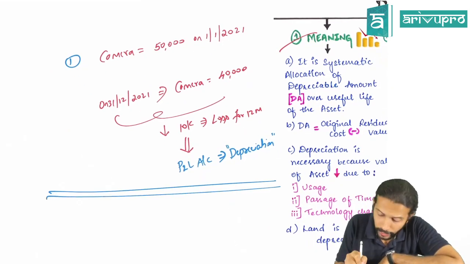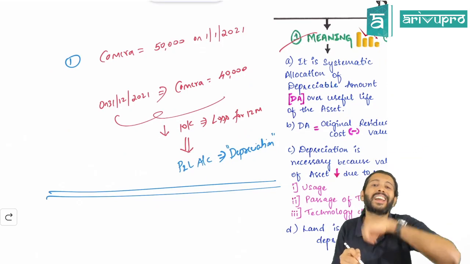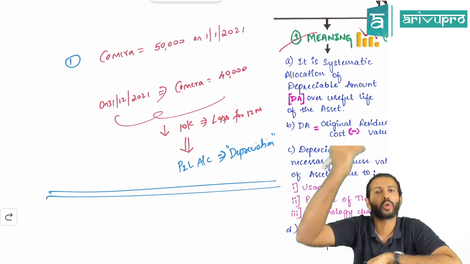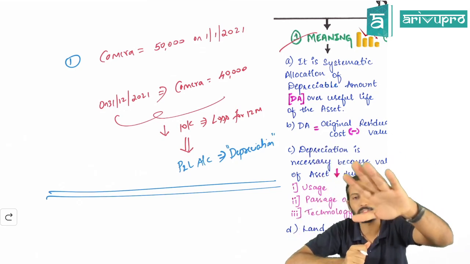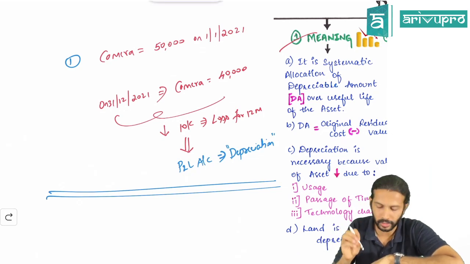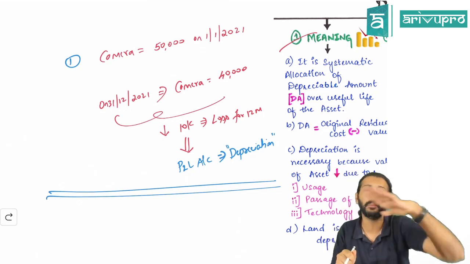Okay now? So why does it go to P&L? Because it is an indirect expenditure, sir. Okay. If it is a direct expenditure, then it will go to trading account. If it is an indirect expenditure, it will come to P&L. Normally, depreciation is an indirect expenditure. Hence, we see it in P&L account.